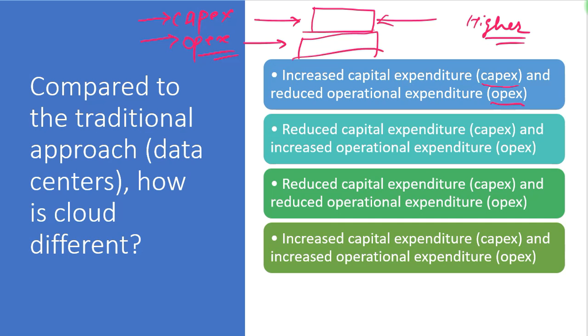So here what they are asking is, if we are moving, how is cloud different from the traditional environment. When we are in our own environment, we spend more capex because we need to purchase everything. Once the server is ready, we use it, and after that we no longer need to pay for that particular service. So opex is less there, and capex is more.